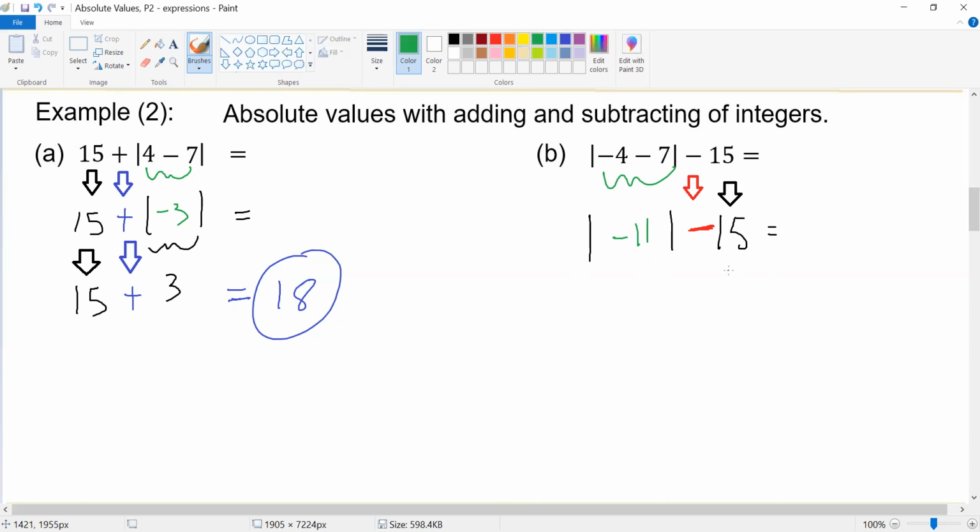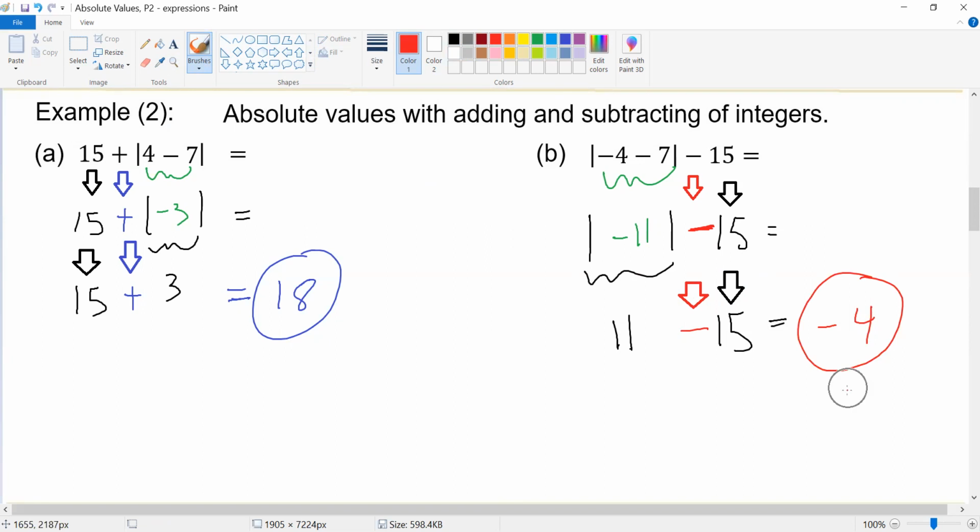Before we can do any subtraction, we have to take care of the absolute values. The absolute value of negative 11 just gives us positive 11. Since we haven't done any subtraction, we bring down the subtraction symbol. Since we did nothing to the 15, we also bring this down. Now we have 11 minus 15, and this ends up being negative 4.